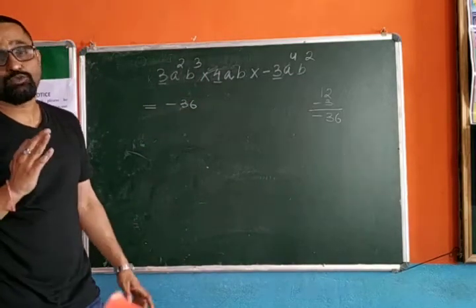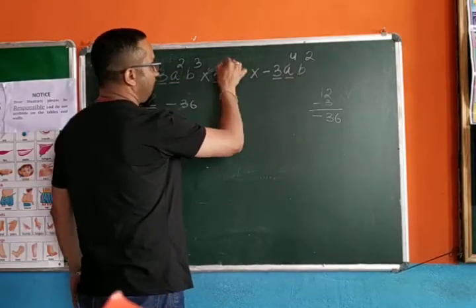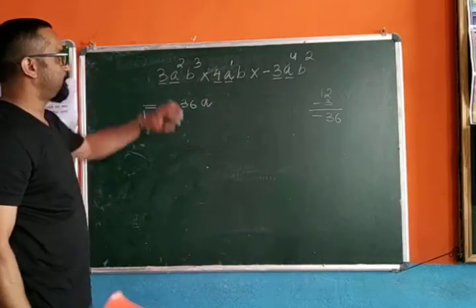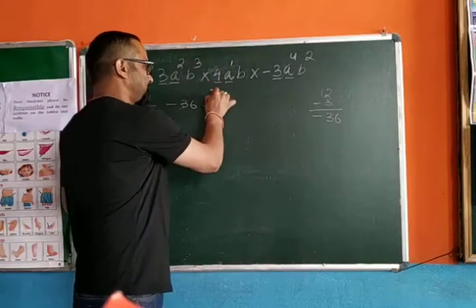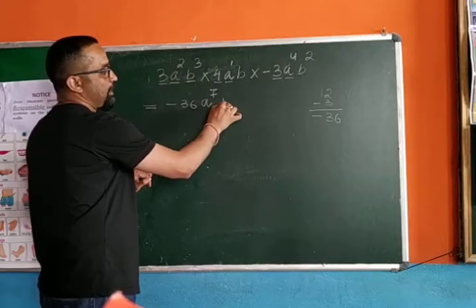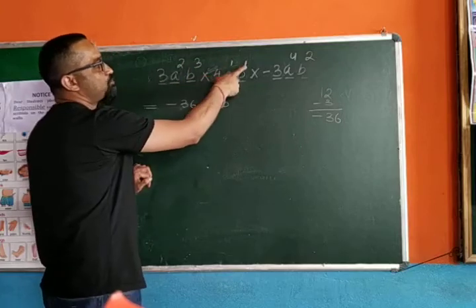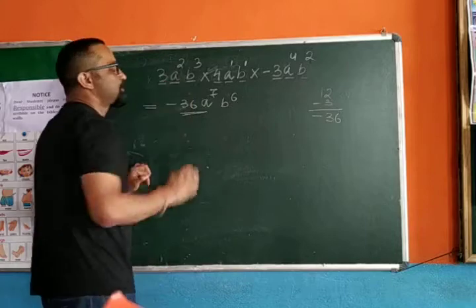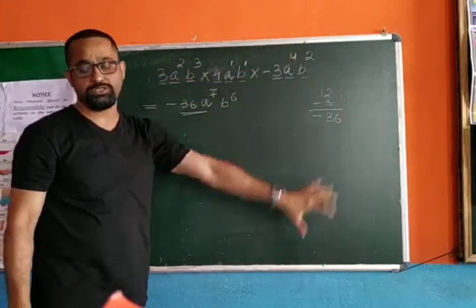Mark the like terms with pencil. A, power 1. 1 base is written. 2 plus 1 is 3. 3 plus 4 is 7. Similarly, you mark b. You write b. It doesn't have power, write 1. 3 plus 1 is 4. 4 plus 2 is 6. This is the multiplied value of monomial with monomials.